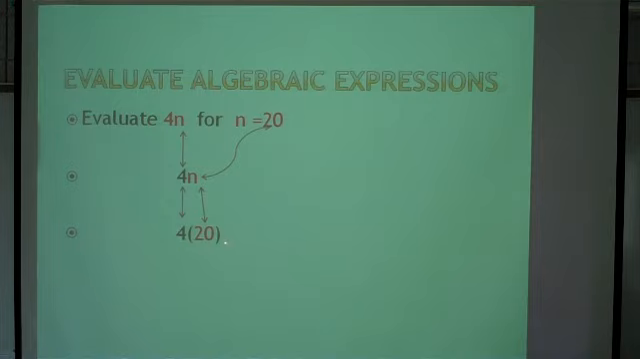And notice they're written side by side. When two numbers are written side by side and the second one's in parentheses, that means 4 times 20, not 420. So 4 times 20 is 80, and that is your answer.